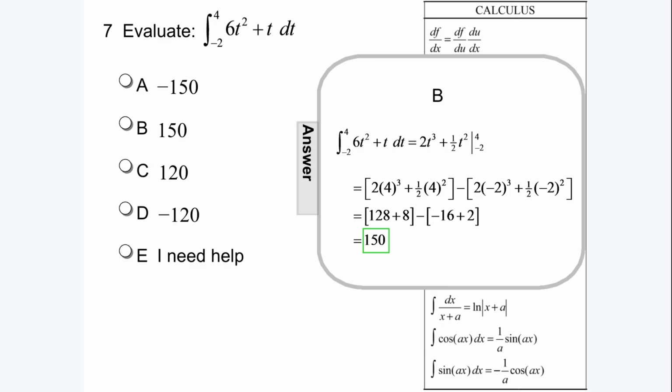And then we need to solve for the area under the curve, which means we plug in our upper limit and subtract the function when we plug in our lower limit. So here's our function with our upper limit 4 plugged in. We're going to subtract from it the function with our lower limit, -2. You have to make sure, especially with functions, that we distribute the negative sign, and then you end up with 150 as your answer.